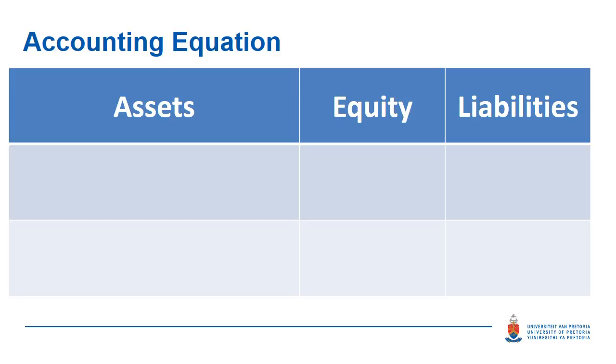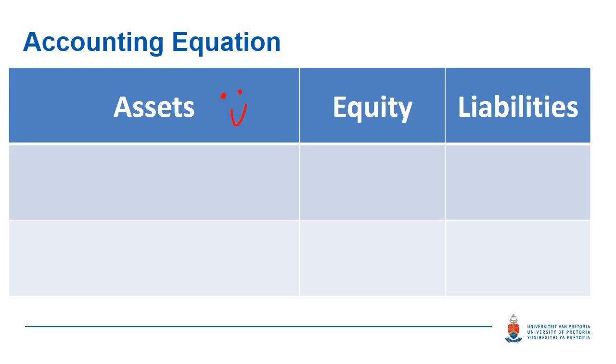To start, we're going to represent the accounting equation with three columns. On the left-hand side, we have one column. This column represents the assets of a business. Assets make us happy. These are the things we own in the business. We use these to make money.